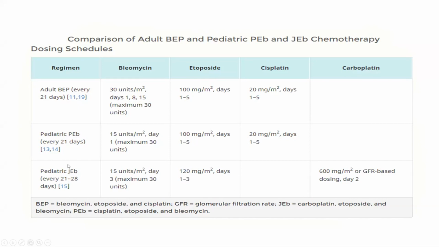This JEB chemotherapy is given every 3 to 4 weekly. Bleomycin dose is 15 units per meter square. It is given on day 3. This JEB chemotherapy regimen is for 3 days. So bleomycin is given on day 3. Etoposide, a little higher dose is given, 120 milligram per meter square for 3 days, and carboplatin dose is 600 milligram per meter square or AUC5 day 2.